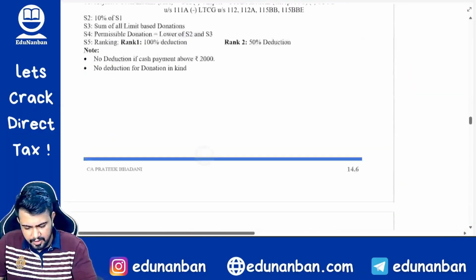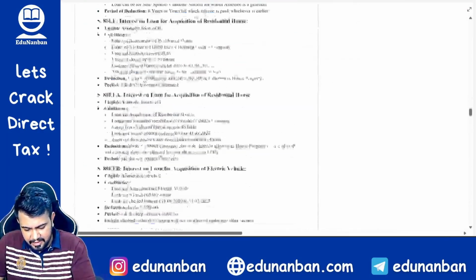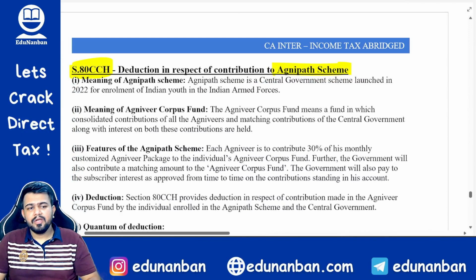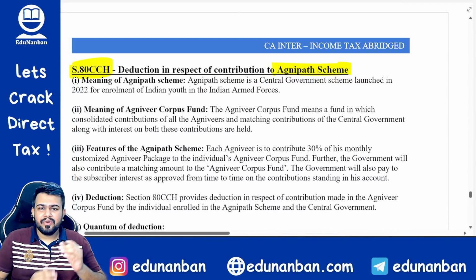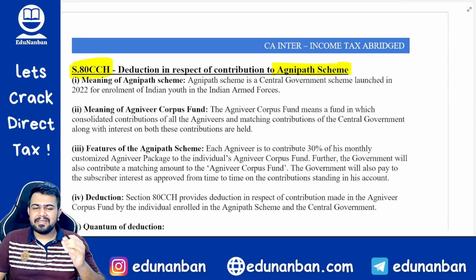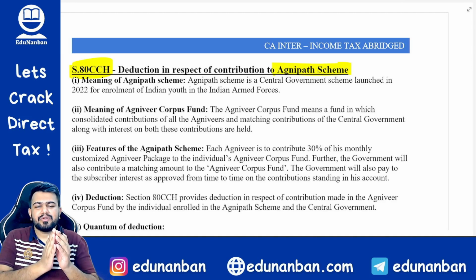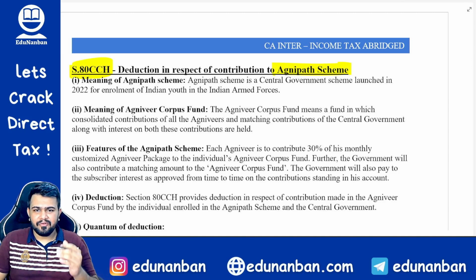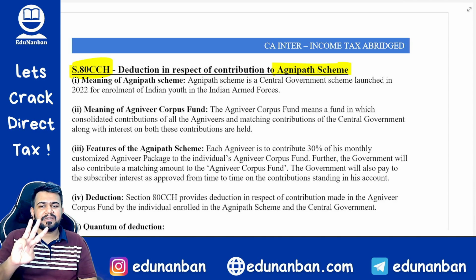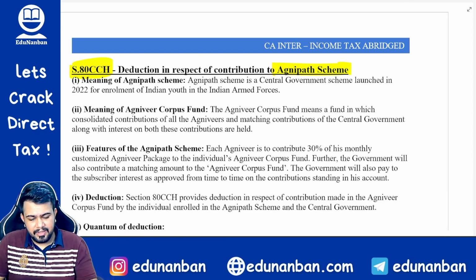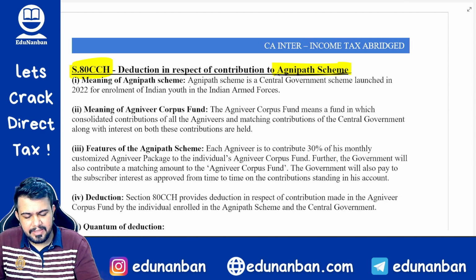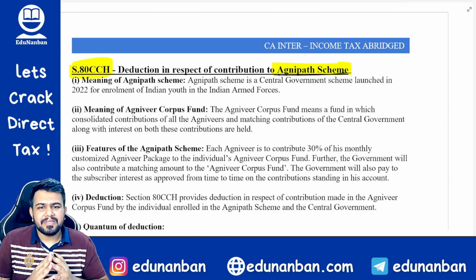Now let us move to the next deduction, which is section 80CCH. When I was discussing salary also, I told you that along with section 80CCH, I will also discuss the salary provision, and there is also an exemption provision that we will discuss together. So three sections we are going to study together right now, which are about the Agnipath scheme. Sir, what is this Agnipath scheme?